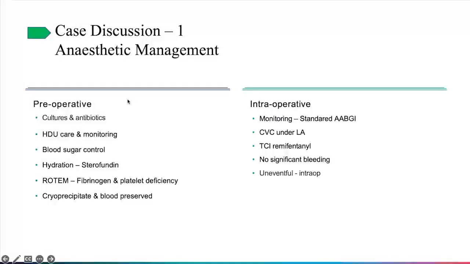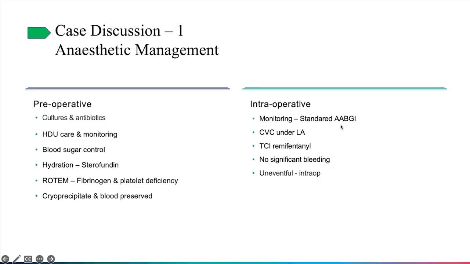So preoperatively, we took the patient to the HDU and monitored the patient, sent the cultures and started antibiotics. We controlled the blood sugar with insulin infusion and hydrated the patient with Serofundin. And we did the ROTEM, which showed fibrinogen and platelet deficiency. So we reserved cryoprecipitate and blood.